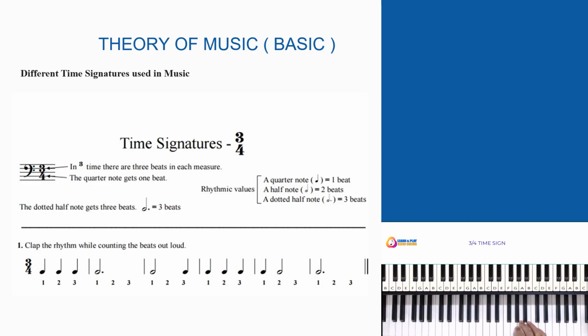So 1, 2, 3, 1, 2, 3, and so on. Now you can play any song because the song will have this kind of permutation and combination of the note values.